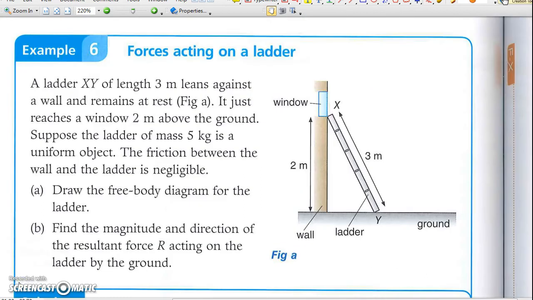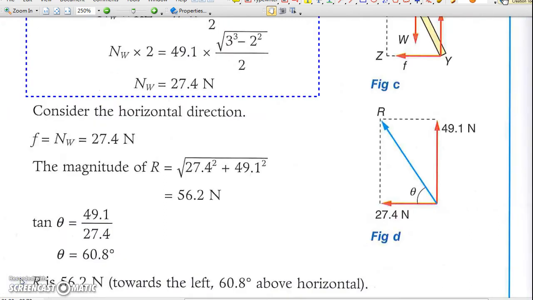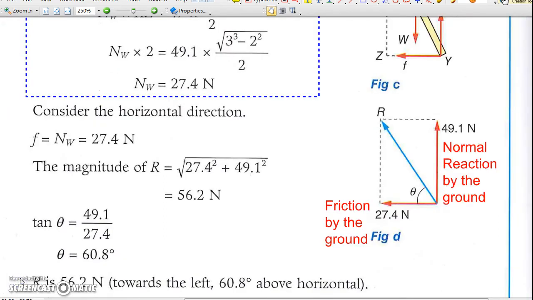Example 6. Forces acting on a ladder. A difficult question from the first glance, and even more difficult if the wall is not smooth. We know immediately that the reaction by the wall is normal to the wall. First, we draw all the forces acting on the ladder. In part B, the reaction R by the ground is the resultant of its friction and normal reaction. The normal reaction by the floor is easily found, but what about the friction? Same as the normal reaction by the wall.